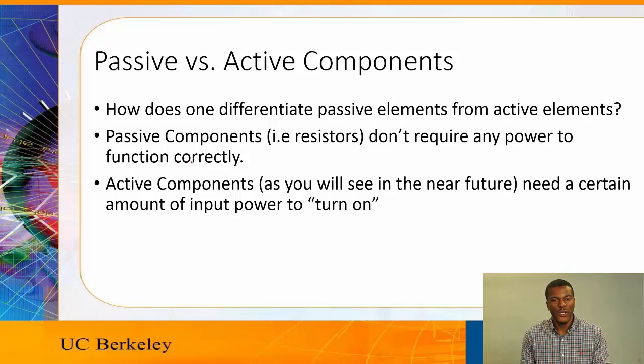So what's the difference between a passive and an active component? A passive component doesn't require any power to function correctly, whereas an active component needs a certain amount of input power to turn on. We talked about an LED in the previous lesson. This is an example of an active component because it needs around 1 or 2 volts to be able to function correctly and light up.